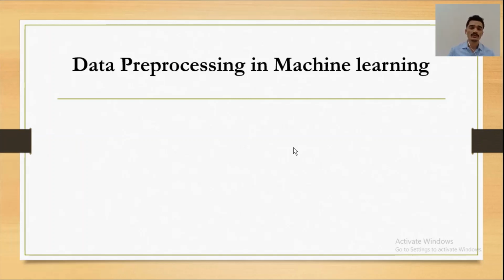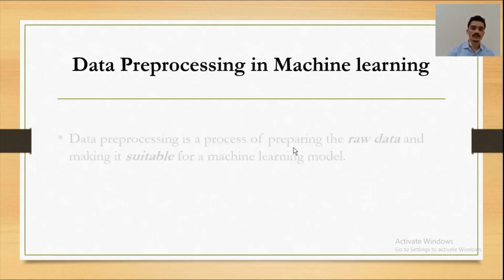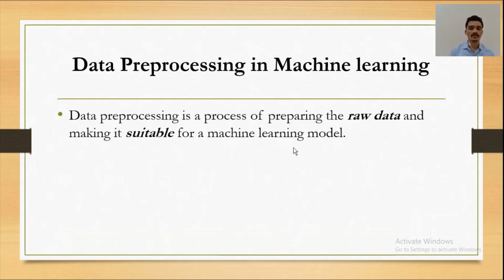As we know how important data is in the real world, this is the first and the most important step to create a machine learning model and to get better results. So data preprocessing is nothing but a process of preparing the raw data and making it suitable for a machine learning model.